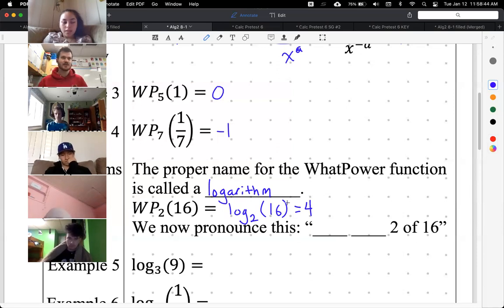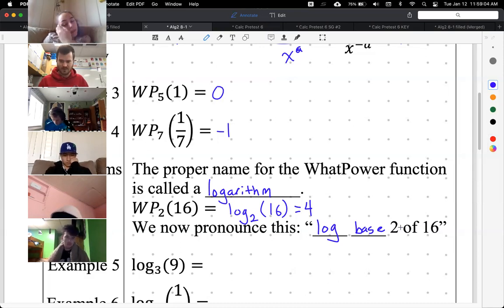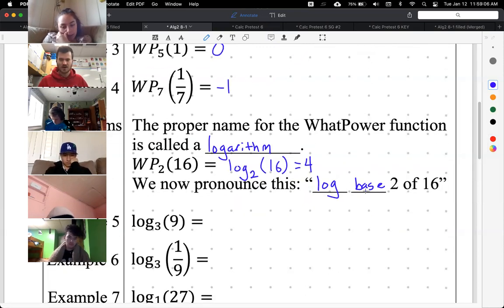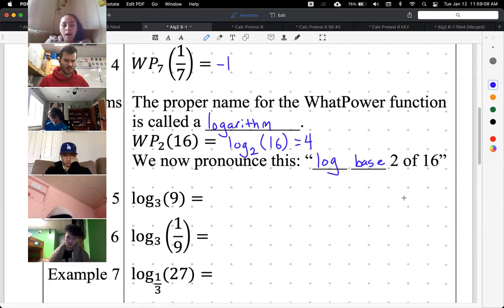I'll teach you the official way so you don't sound silly when you go to college. This is technically pronounced "log base 2 of 16," so you should be able to read it correctly in class. But if you ever revert back to saying 2 to what power is 16, yes, that is perfect. That's how you should be interpreting it in your head. The correct way, when you don't want to be made fun of when you leave high school, is log base 2 of 16. All right, we know both ways.